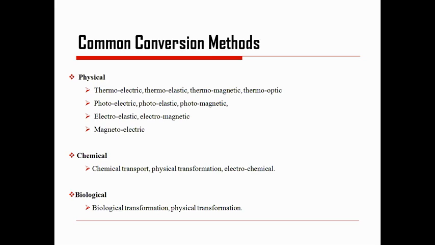Or temperature radiation, in terms of a non-contact type of sensor, temperature is converted either in the form of light or in the form of electrical voltage or motion. It can be converted into voltage, current. Likewise, these physical parameters are converted. In chemical transformation, physical transformation or electrochemical signal. In biological transformation, physical transformation takes place.